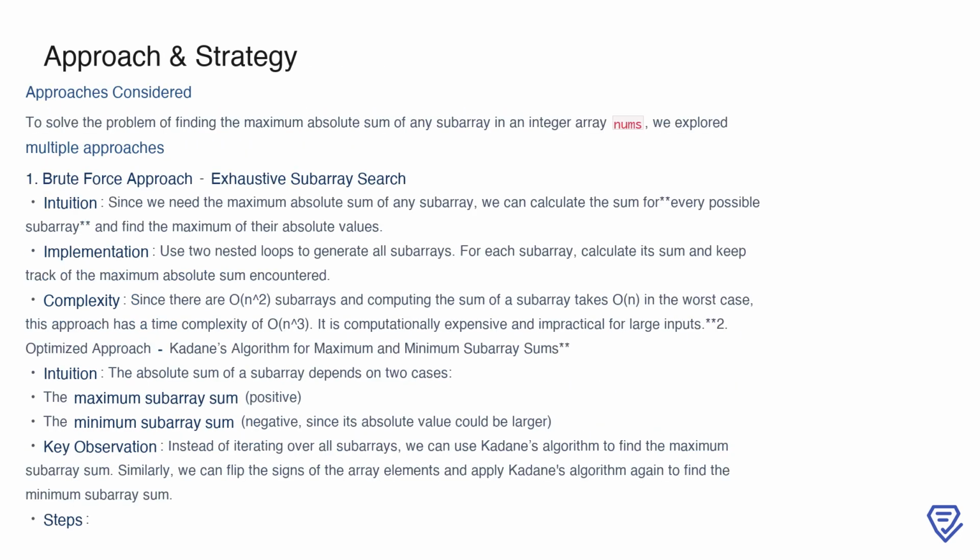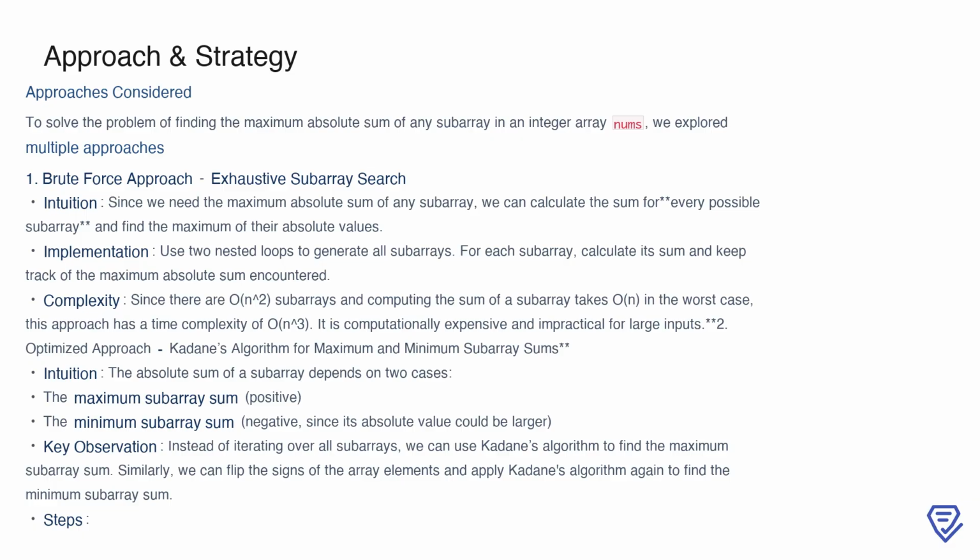To tackle the problem of finding the maximum absolute sum of any subarray, we started by exploring a few approaches. The first is the brute force approach, which is conceptually straightforward. Here, we generate all possible subarrays of the input array and calculate the sum for each one. By comparing their absolute values, we can identify the maximum absolute sum. However, this approach is computationally expensive. With n squared subarrays to consider and n time to compute each sum, the overall complexity becomes n cubed, making it impractical for large inputs.